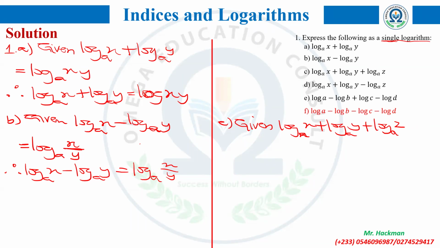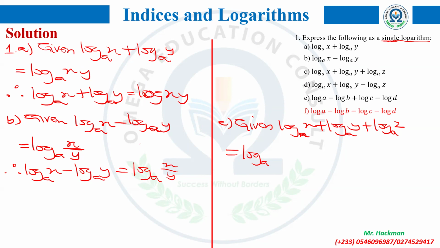It's the same concept. You check all your log terms, check whether they have the same base, and they have the same base, a. So it means you can write it as a single log. So you write it as log to your common base a. Remember we said, check whether the coefficients of your log terms are either +1 or -1. You can see that all of them are +1.